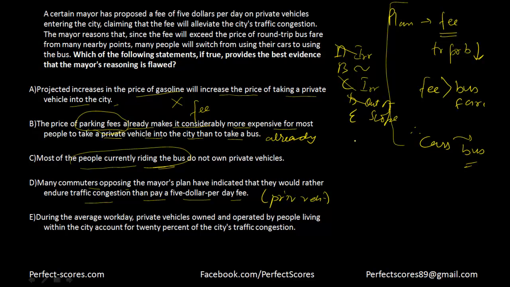And finally, let's go to option E. It says, during the average work day, private vehicles owned and operated by people living within the city account for 20% of the city's traffic congestion. Now, this value over here, that does not help us to find a flaw. This value can be 50%, this value can be 70%, or this value can be 10%. It is not related, and that is why E option is also irrelevant. Our answer is going to be B.